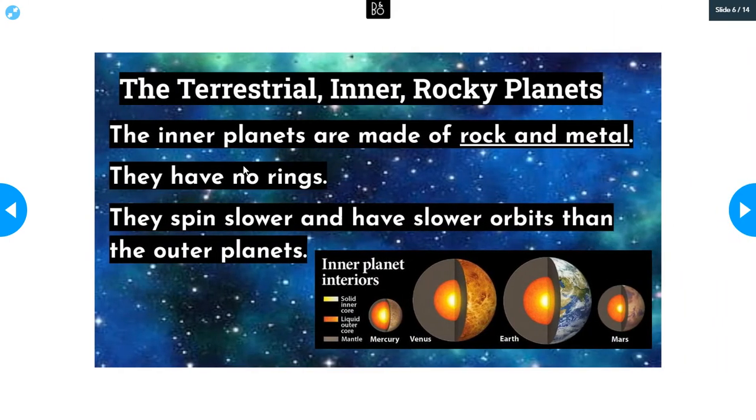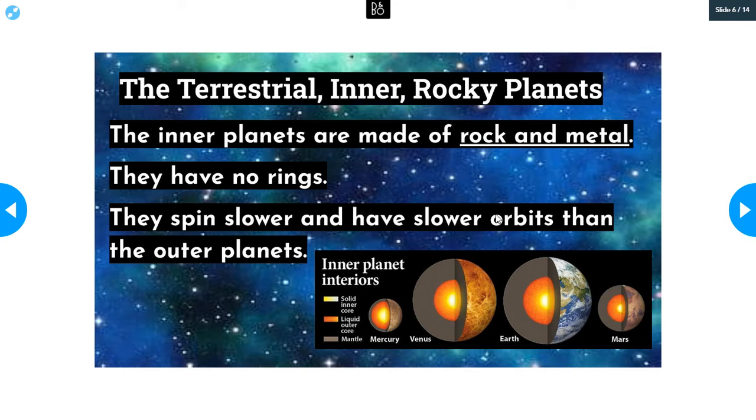Then getting into some more specific ones, the inner planets are known as our terrestrial, rocky planets. They're made up of rock and metal. So anytime you hear the word terrestrial or rocky, we know we are talking about the inner planets. They have no rings. They spin a lot slower, so their daytime takes a little while. Like, Earth takes 24 hours to rotate on its axis. Mercury, Venus, and Mars sometimes take a little time too.